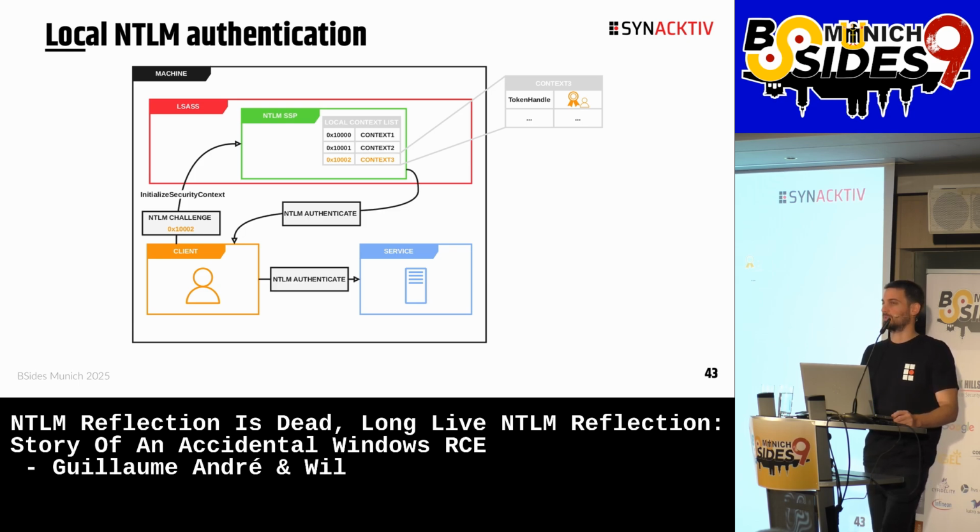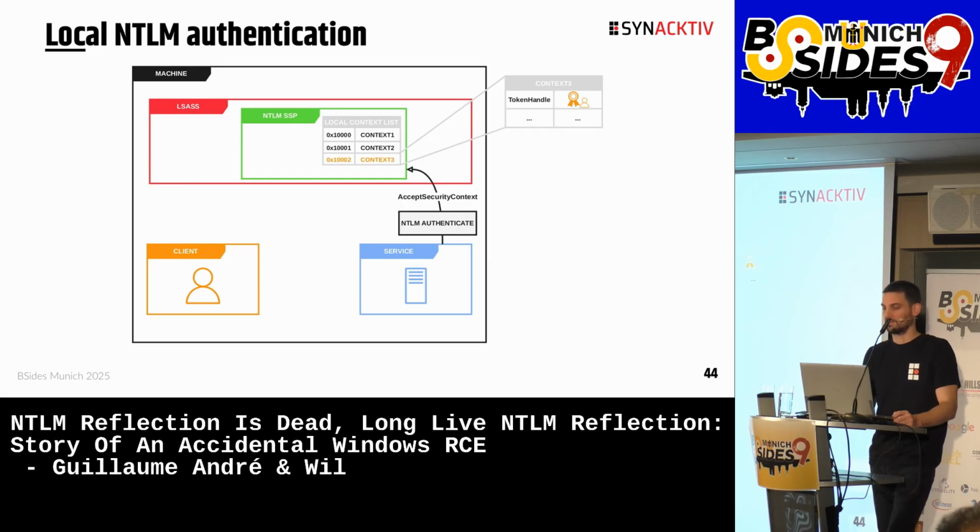Next, we'll finish the last part of the NTLM authentication. The NTLM SSP will now send the NTLM authenticate back to the client. Basically, this message is almost empty because there's no need to compute the challenge since we are performing local authentication. And then the client will send the NTLM authenticate to the service. The last part will be the service talking with the NTLM SSP. It will perform accept security context, and it will still use the same context ID. And now, because the service can find this specific context ID, the authentication will succeed, and it will use the token handle associated to the client that was provided previously.